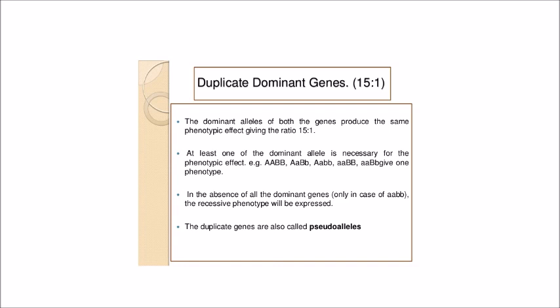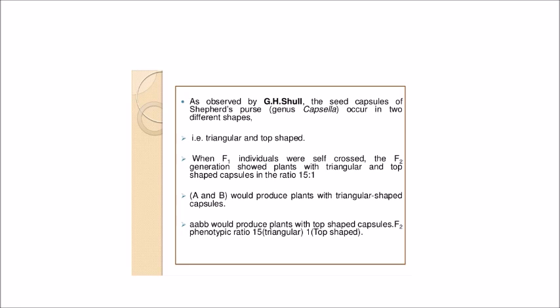Now, in the absence of all the dominant genes, only in the case of small a small b, the recessive phenotype will be expressed. So those duplicate genes are also called pseudo-alleles. Remember the term pseudo-alleles. There are so many examples. One of the classical examples is the seed capsule of Shepherd's purse, genus Capsella, which occurs in two different shapes.